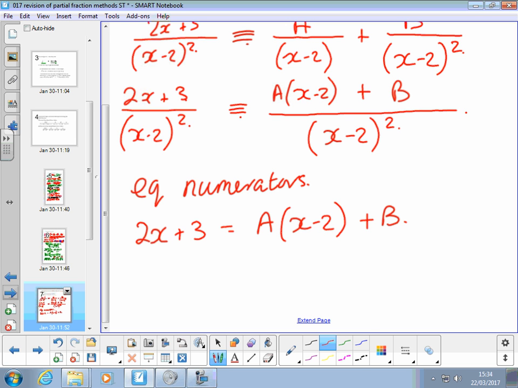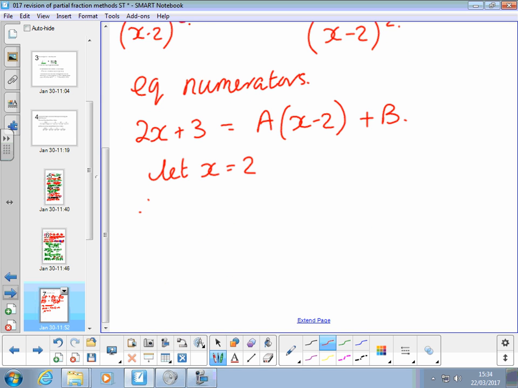What term can we get rid of and how? Let x equal what, Catherine? 2. Let x equal 2. Done that right? Yep. Seven?